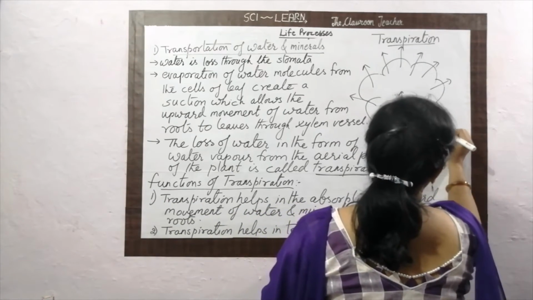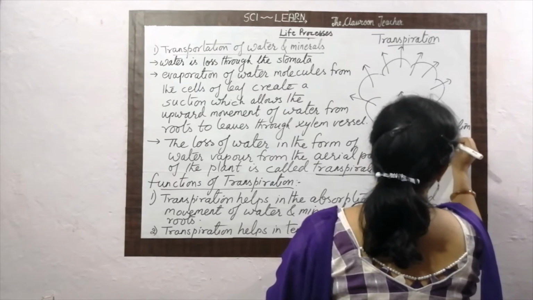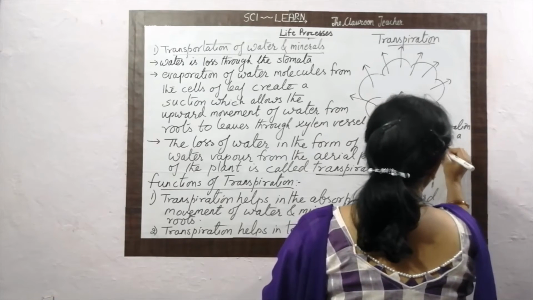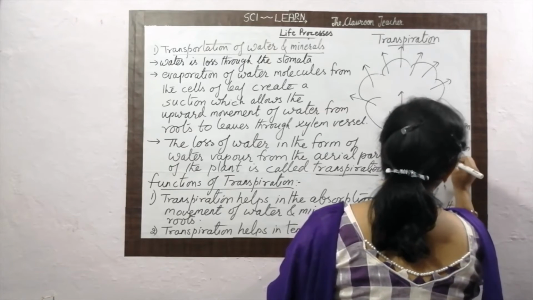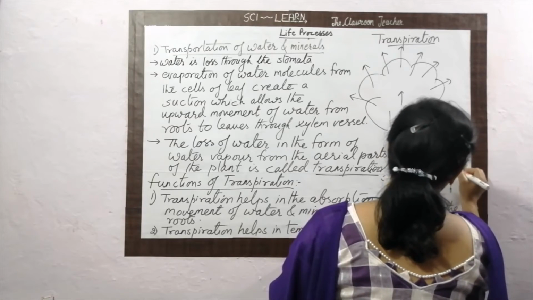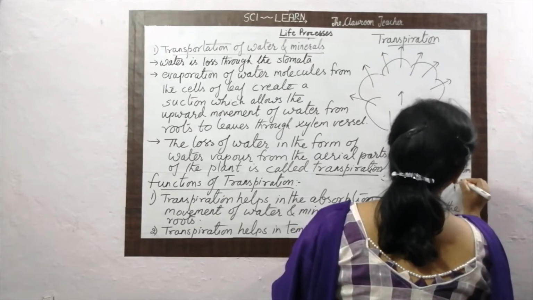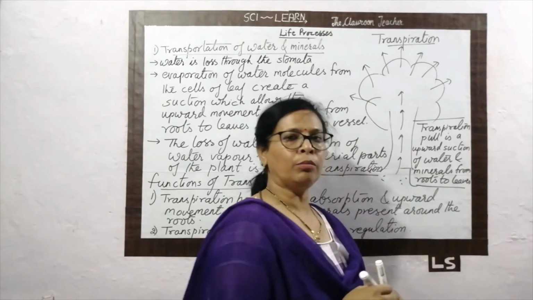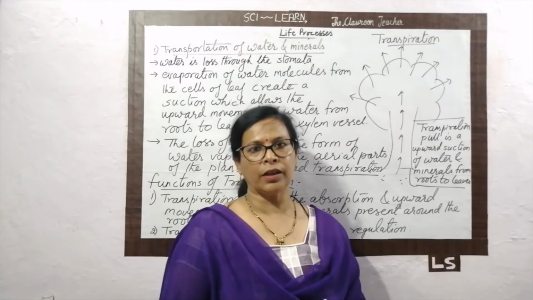Transpiration pull is the upward suction of water and minerals from roots to leaves. It is a pulling force which pulls up the water from roots to leaves. So this is the first type of transportation in plant.